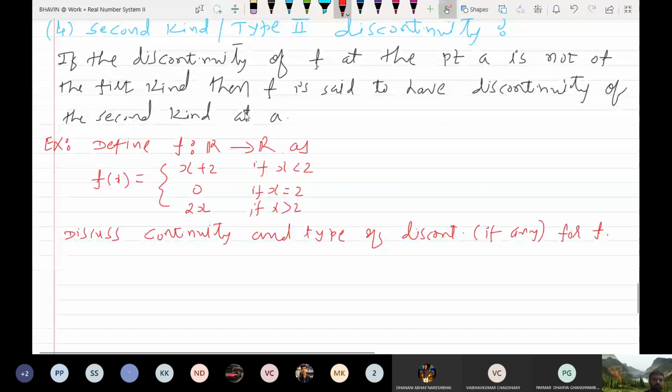This is the definition of function. So from this you can see that f is a polynomial if your x is less than 2. Any polynomial is continuous. So if your x is less than 2, f(x) is continuous. Similarly, if your x is greater than 2, then it is also continuous. It is a polynomial. So we need to check continuity of f at only one point, and that point is x equal to 2.